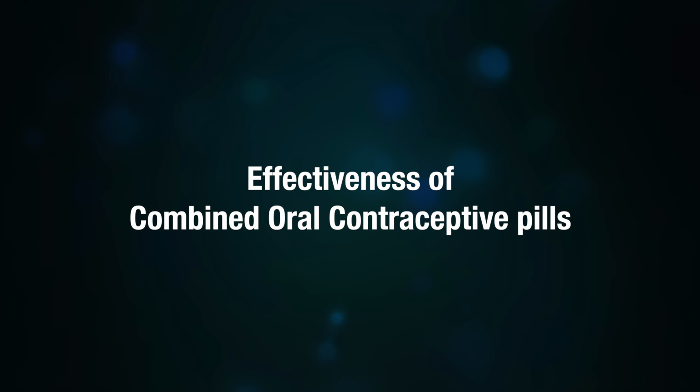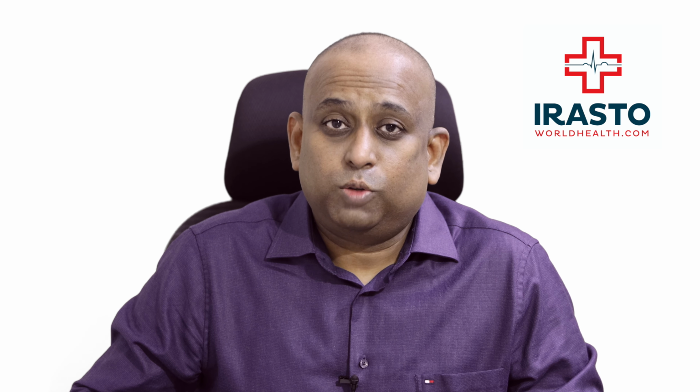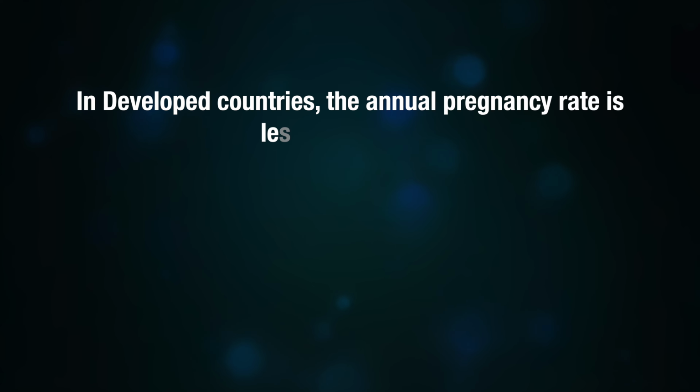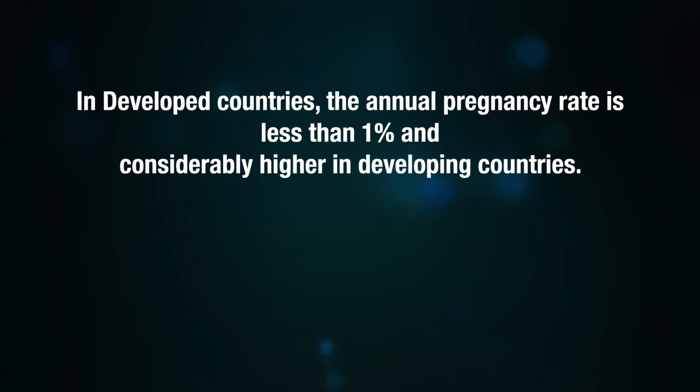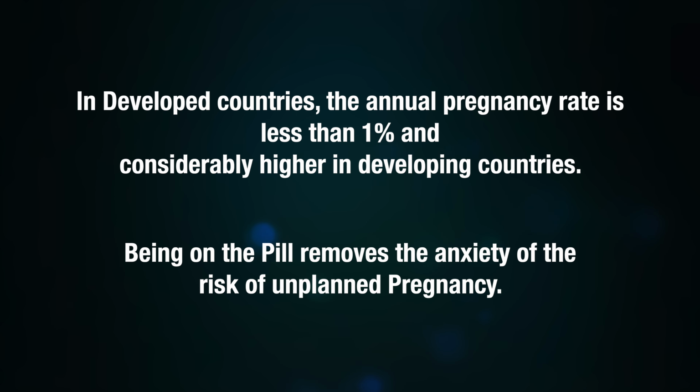Effectiveness of the combined oral contraceptive pills. If taken as prescribed, these tablets are almost 100% effective in preventing pregnancy. Failure rate increases as not all women take it regularly. In developed countries, the annual pregnancy rate is less than 1% and considerably higher in developing countries. Being on the pill removes the anxiety of the risk of unplanned pregnancy.